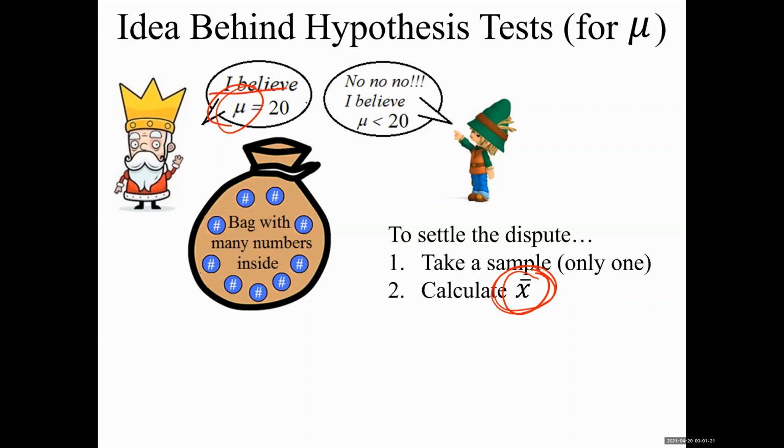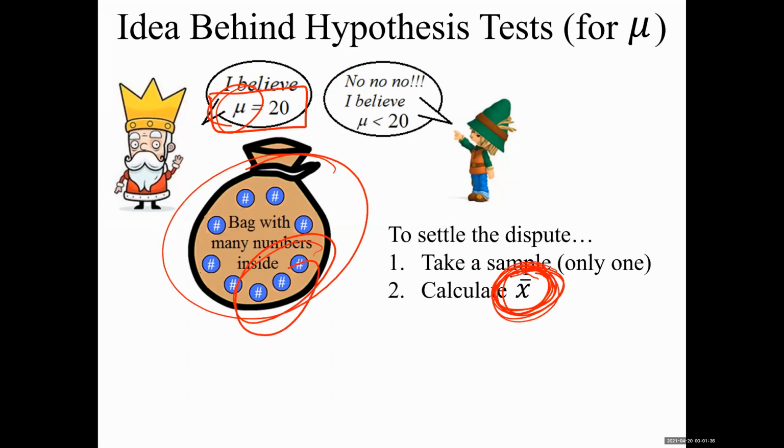So if the king is right that mu is 20, X bar should be at least close to 20. But again, it doesn't mean it has to be equal to 20. If the average of all the numbers in the bag is 20, and you take a sample, the average of the numbers in the sample, X bar, could be less than 20, could equal 20, or it could be more, as long as it's supposed to be close. That's all I know. I just don't know which side it's on.